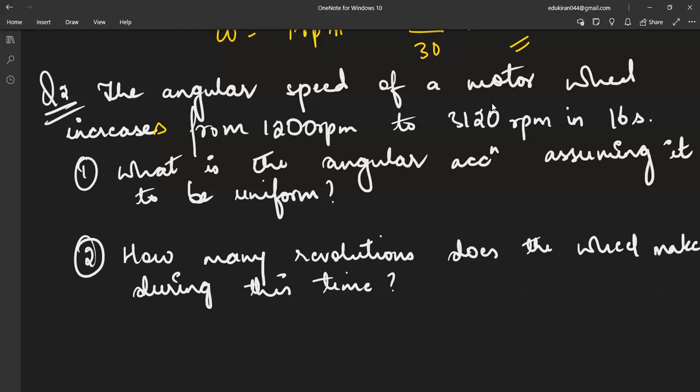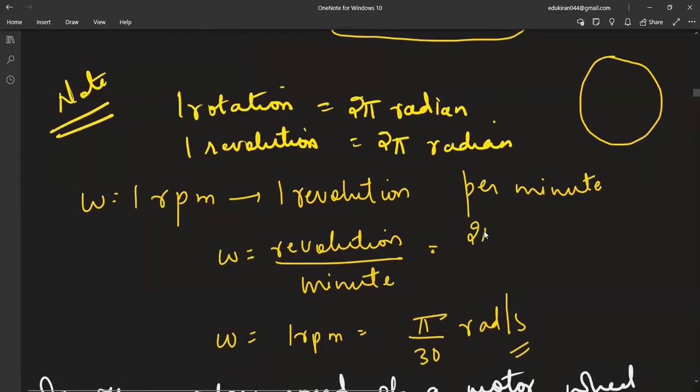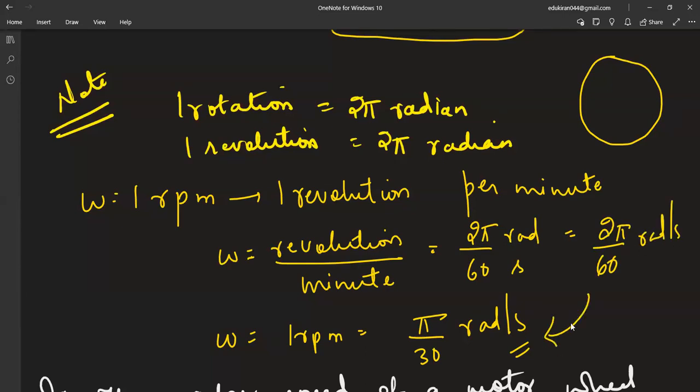So here the problem that arises is that we have to convert it. Either write pi by 30 or you can write it as 2 pi by 60 also. See, one revolution is 2 pi radian, and 1 minute is 60 seconds. So that makes it 2 pi by 60 radian per second, which is further written as pi by 30.